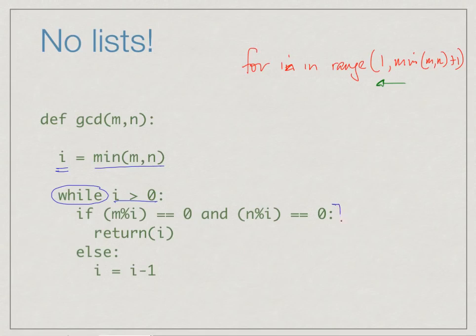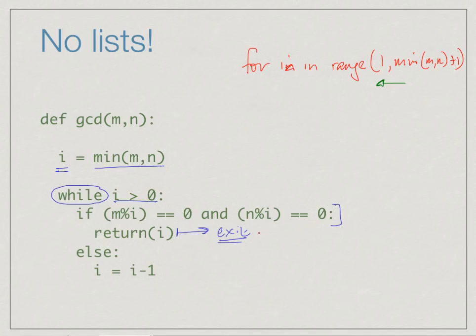We check if i is a common factor. This is the same as before. We check whether i divides m and i also divides n. If we find a common factor, we are done. We just return the value of i that we have found and we implicitly exit from this function. Every time you see a return statement in a function, the function terminates and the value in the return is what the function gives back to us.